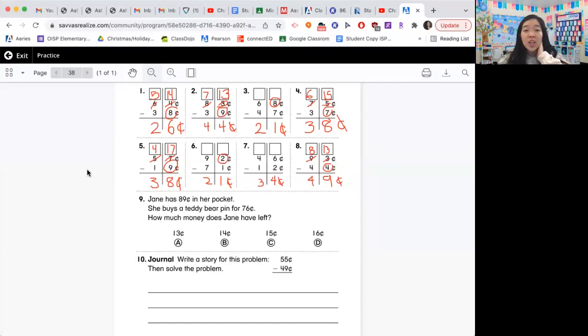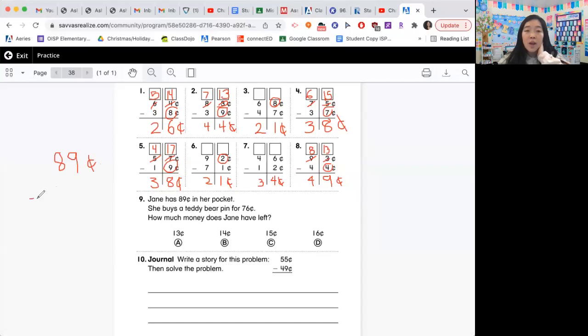So we have Jane has 89 cents in her pocket. She buys a teddy bear for 76 cents. How much money does Jane have left? So what are we going to do? Are we going to add or are we going to subtract these numbers? What do you guys think?